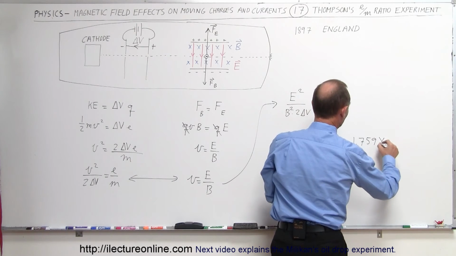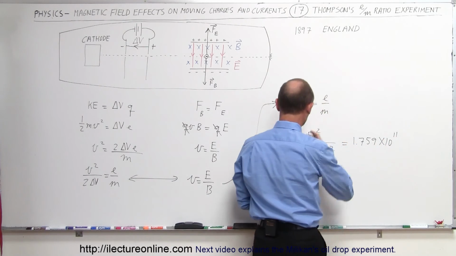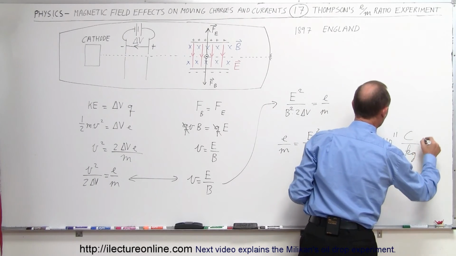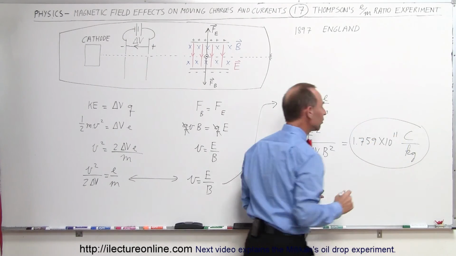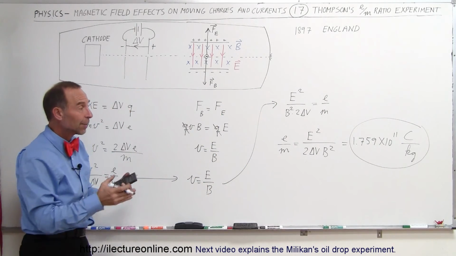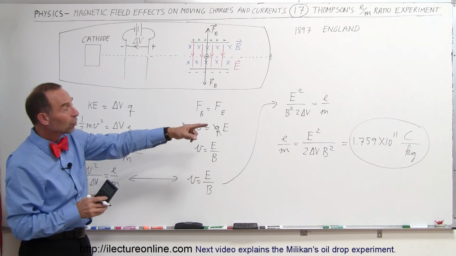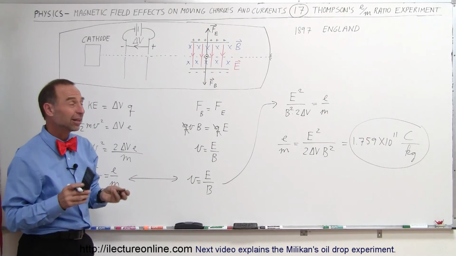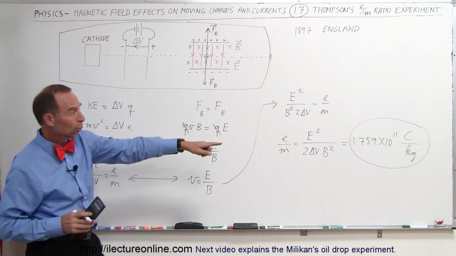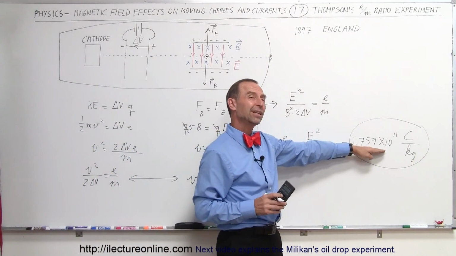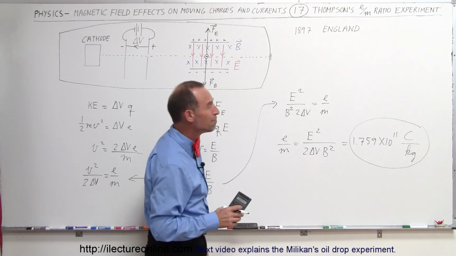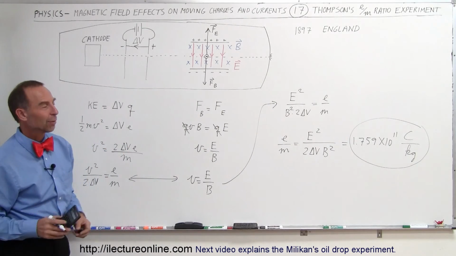this ended up being 1.759 times 10 to the 11th, and of course the ratio would be coulombs for charge divided by kilograms for mass. So what Thompson realized, that the ratio of the charge in coulombs on electrons divided by the mass of the electrons was an enormous 1.759 times 10 to the 11 coulombs per kilogram. For each kilogram of electrons, and billion is 10 to the 9th, it would be 176 billion coulombs per kilogram of electrons.